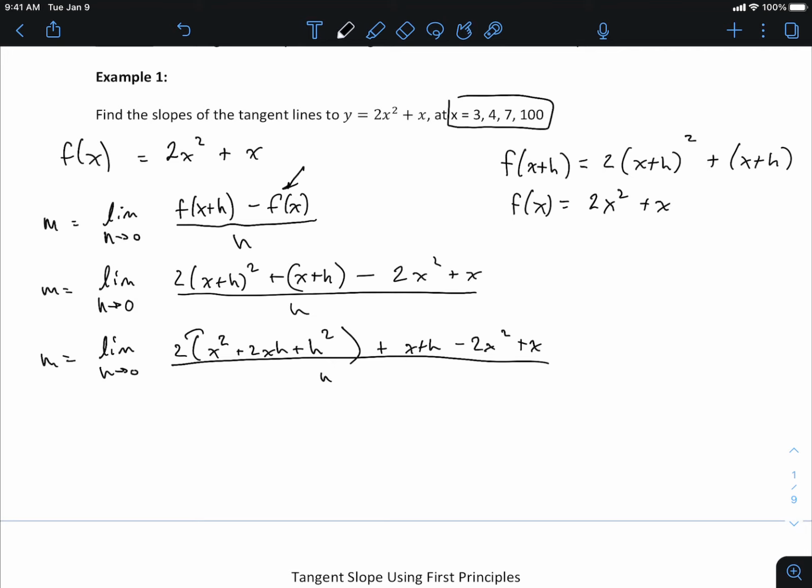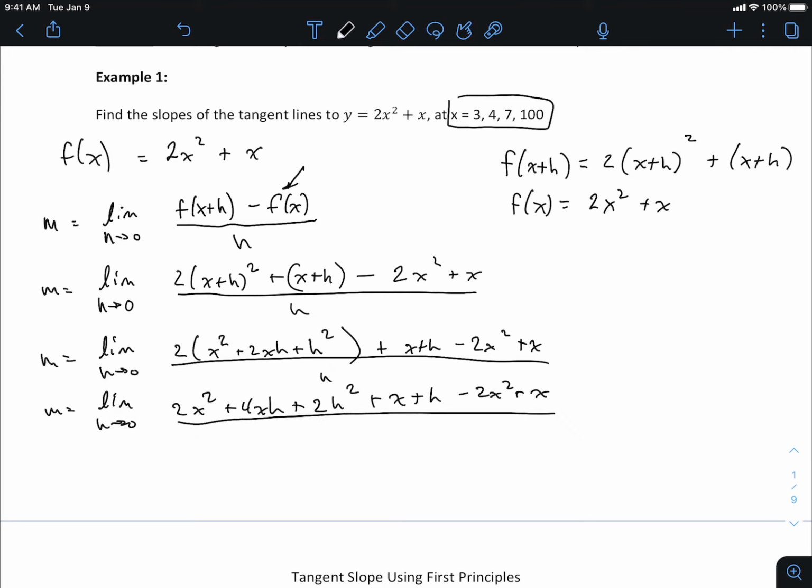I would distribute the 2 in and see what happens, okay? And then we can collect like terms. So let's do that. We get 2x squared plus 4xh plus 2h squared plus x plus h minus 2x squared plus x, all divided by h. Okay.